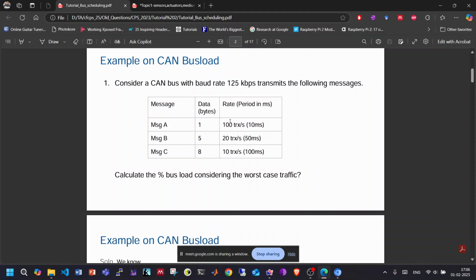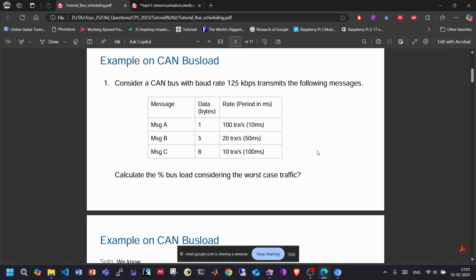So consider a CAN bus with baud rate 125 kbps that transmits the following messages. These three messages are being transmitted. Data in bytes are 1, 5 and 8. These are the values we get in DLC, data length code, and these are the rates. When I say 100 transmissions per second, I mean this is the periodicity, right? You understand this, right? When I say this, these two are the same. Anyone has any doubts?